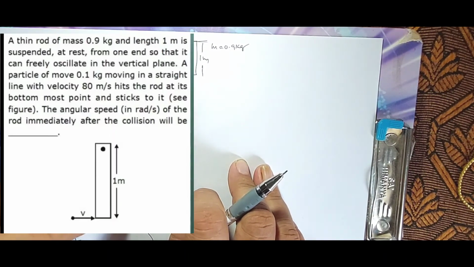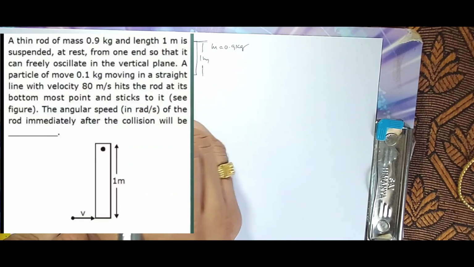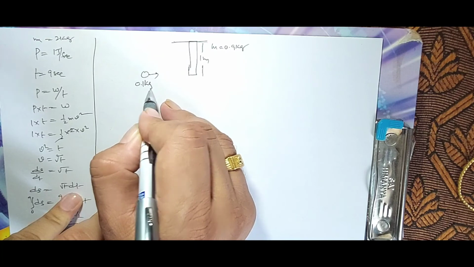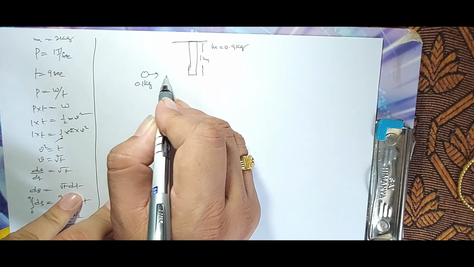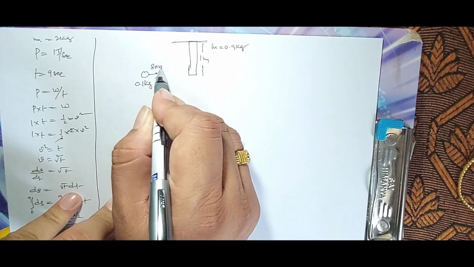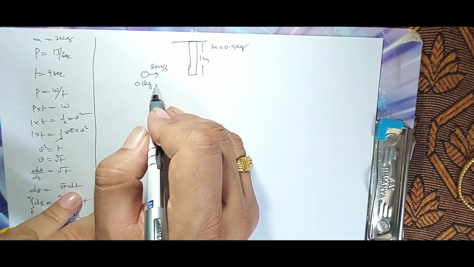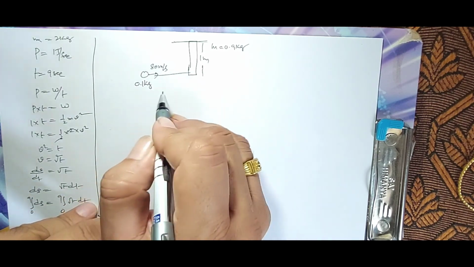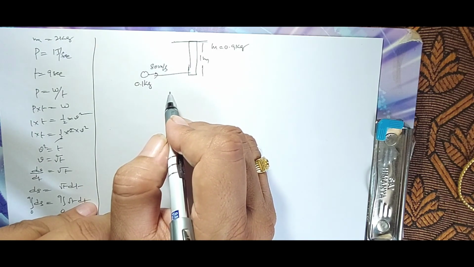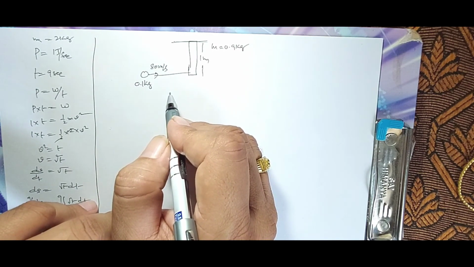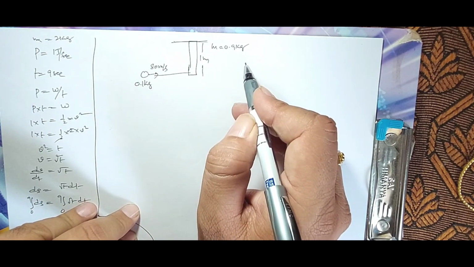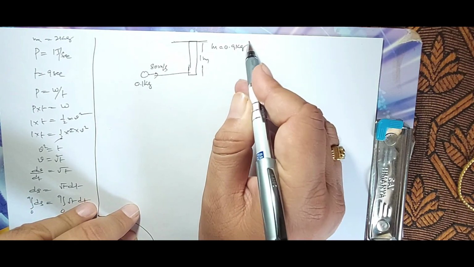A particle of mass 0.1 kg, this is a particle, moves in a straight line with a velocity of how much? 80 meter per second, and hits the rod at its bottommost point and sticks to it. The angular speed of the rod immediately after collision will be.